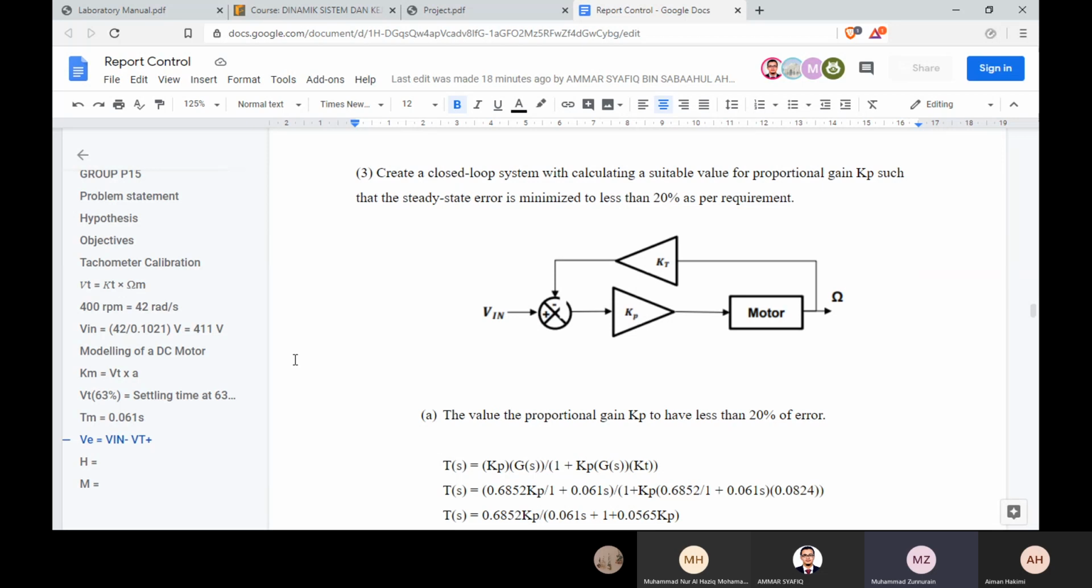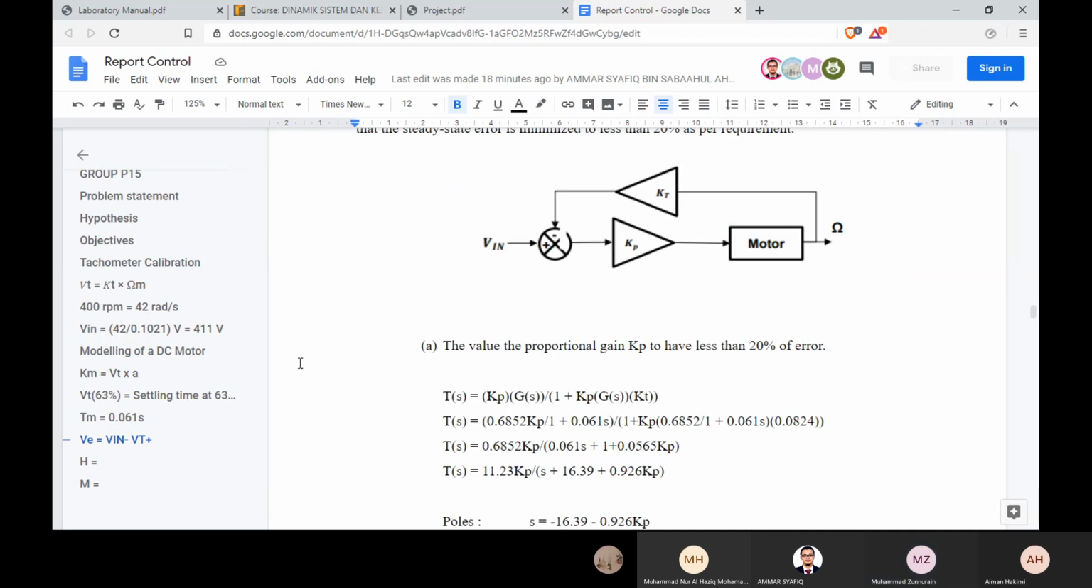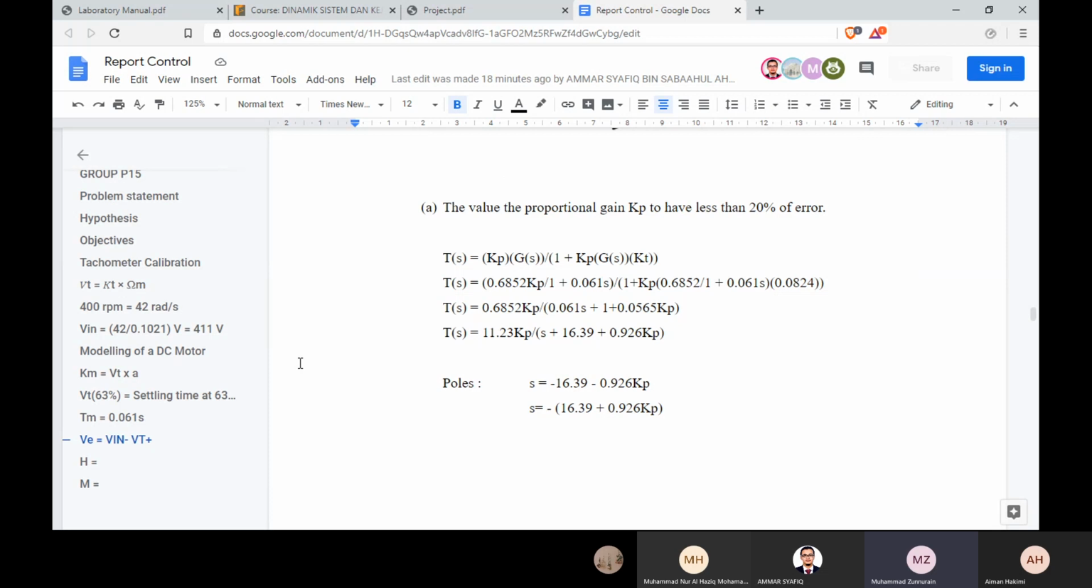The third step is to create a closed loop system by calculating a suitable value for the proportional gain Kp, such that the steady state error is minimized to less than 20% as per the requirement. In order to get the value of Kp, we need to find the transfer function of the system. We get the transfer function as 11.23 Kp over S plus 16.39 plus 0.926 Kp.